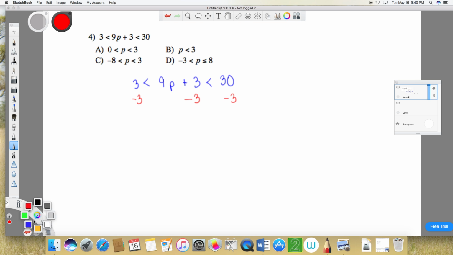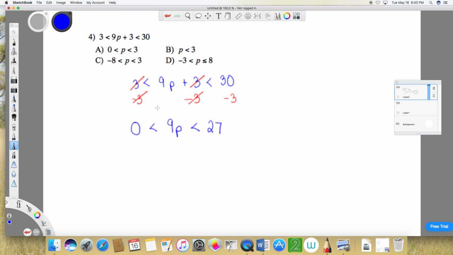All right, now this positive 3 and negative 3 cancel each other out. Positive 3 and negative 3 cancel each other out. And what do we have? Well, on the left-hand side, we have a 0. And that's being less than, well, we have our 9p. And that's being less than 30 minus 3 is 27.